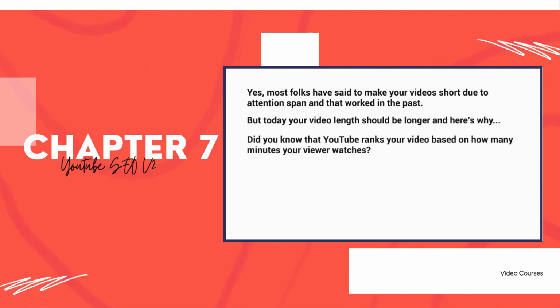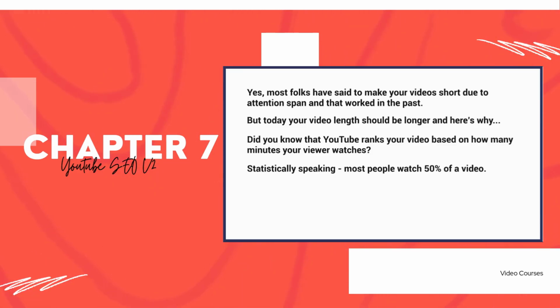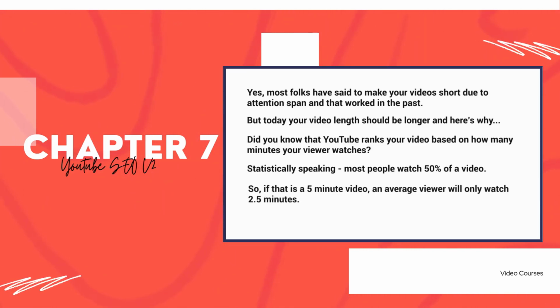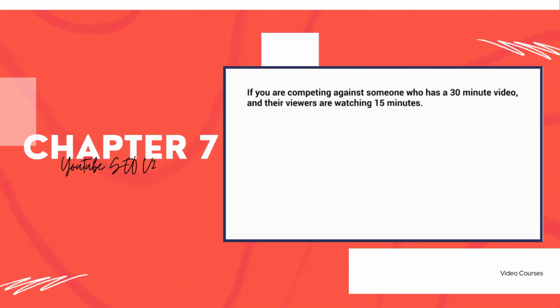Did you know that YouTube ranks your video based on how many minutes your viewer watches? We talked briefly about this in video number 1, but I want to talk about why that is the case. Statistically speaking, based on statistics that we have seen in YouTube, most people watch about 50% of a video. Even the people that are interested in a video, they watch 50% of a video. So if that, in this case, is a 5-minute video, an average viewer is only going to watch about 2.5 minutes. Now, here's why that is important.